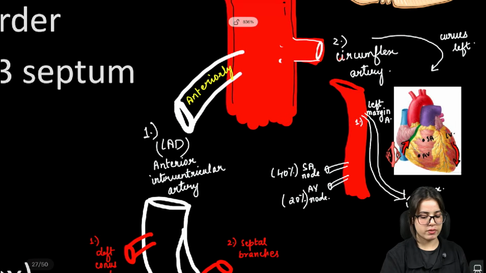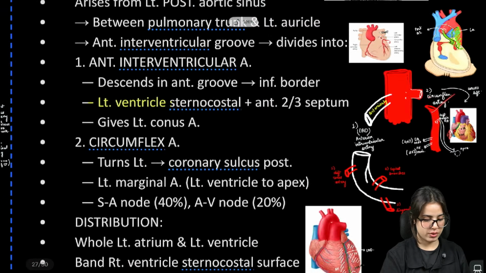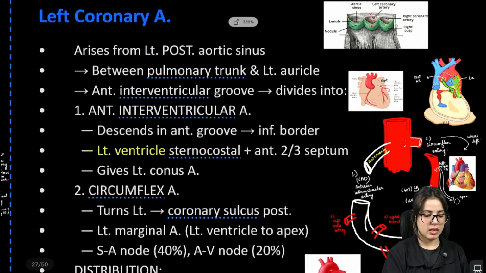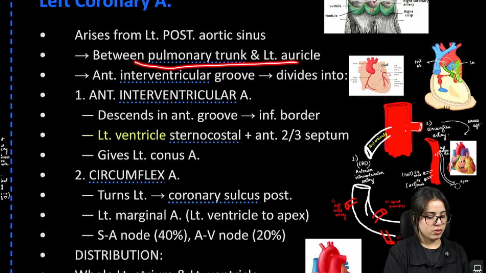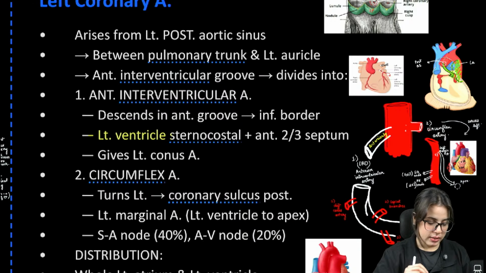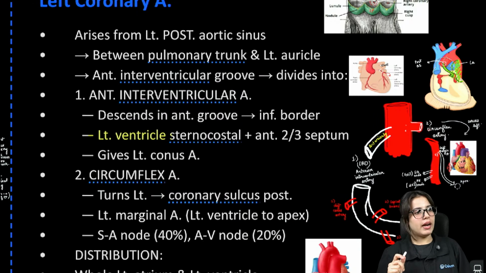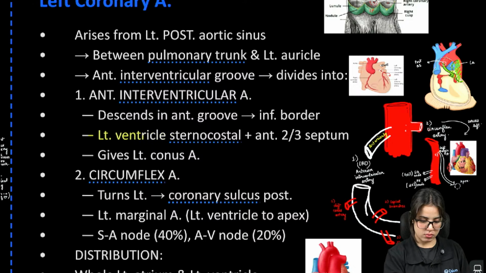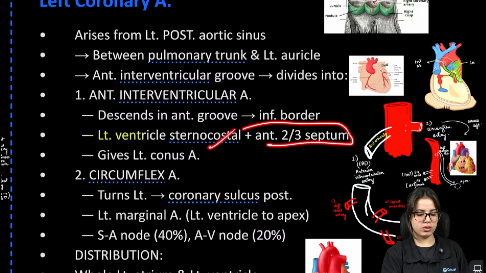So we are done with the circumflex artery also. Let's read what's written so that we don't miss any point. Between the pulmonary trunk and left auricle, the anterior interventricular groove divides into the anterior interventricular artery and the circumflex artery. It descends in the anterior groove and inferior border, supplies the left ventricle, the sternocostal anterior 2/3 of the septum, and gives the left coronary artery.